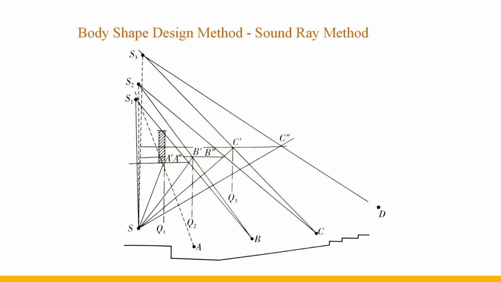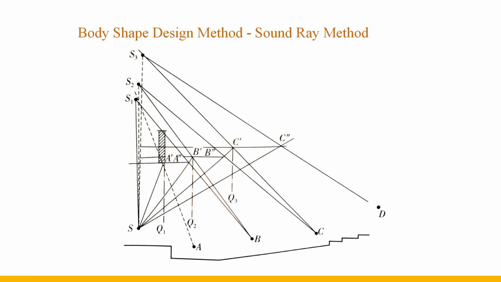This is an example of using the sound ray method to design the ceiling section of the auditorium. Point S is the sound source, located 2 to 3 meters behind the stage curtain line, 1.5 meters high. A, B, C, D are receiving points, 1.1 meters from the ground. Determine the first section of the ceiling from point A' outside the stage to provide the first reflected sound for the auditorium from point A to point B.